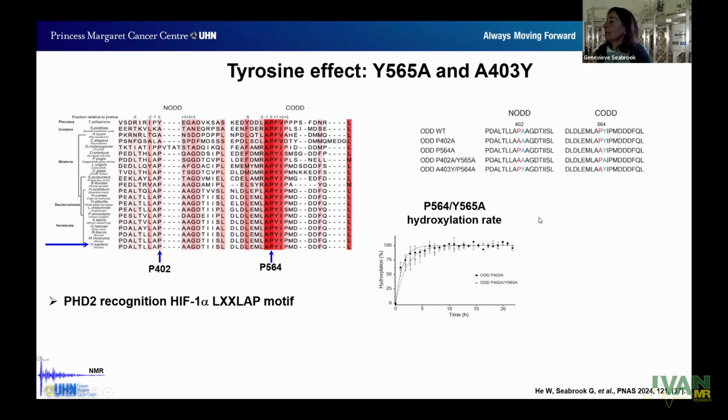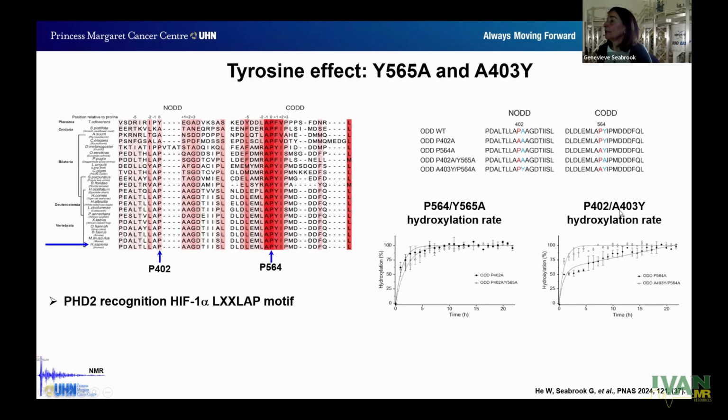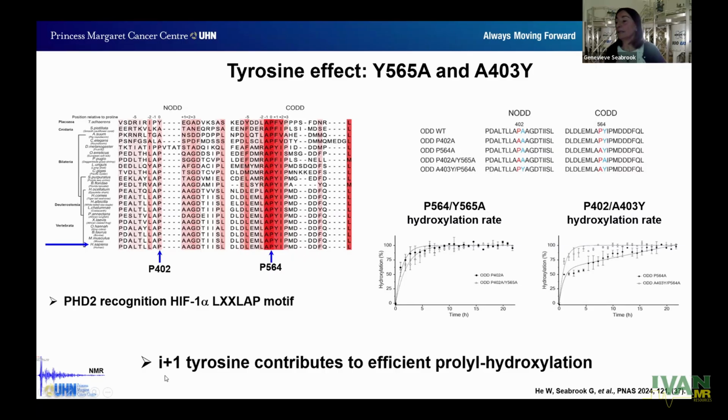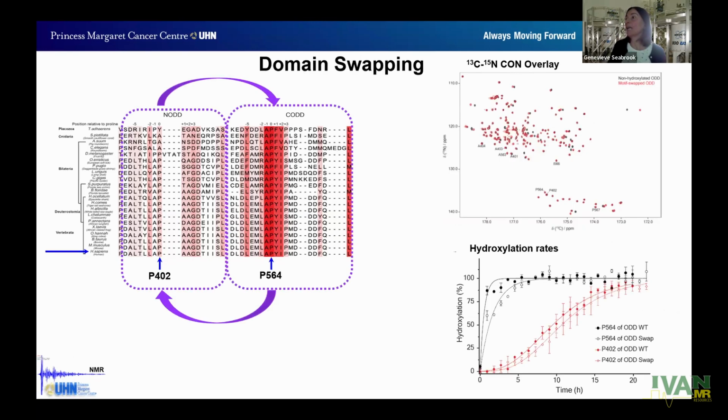But now let's mutate the other alanine to a tyrosine for this proline over here. Well, you can see that the rate is now increased somewhat. So it is clear that that tyrosine contributes to some extent to the efficiency of the prolyl hydroxylation.